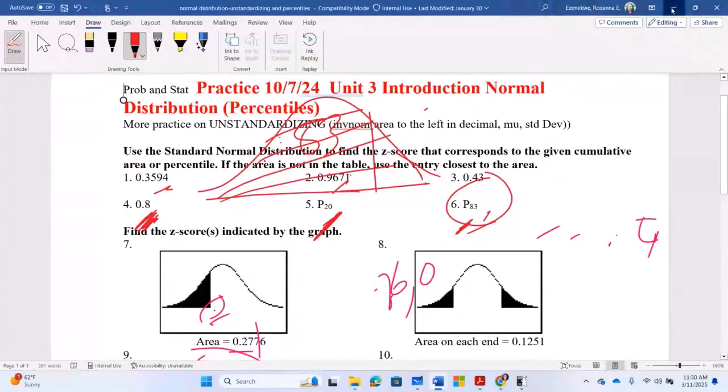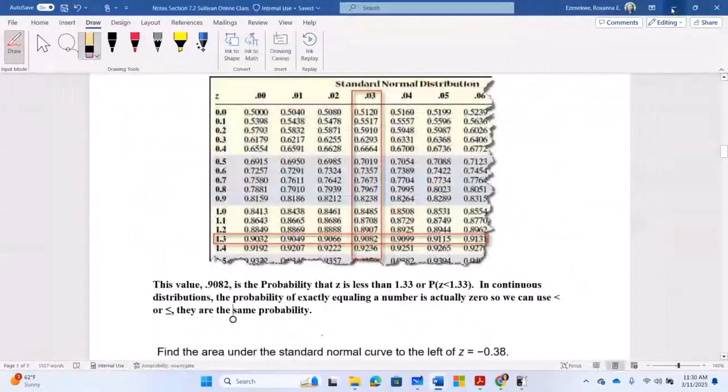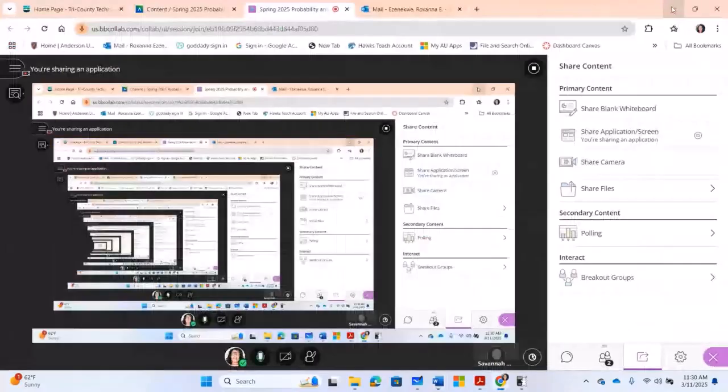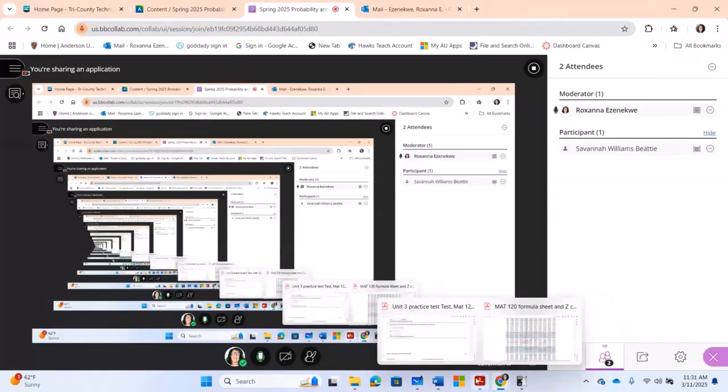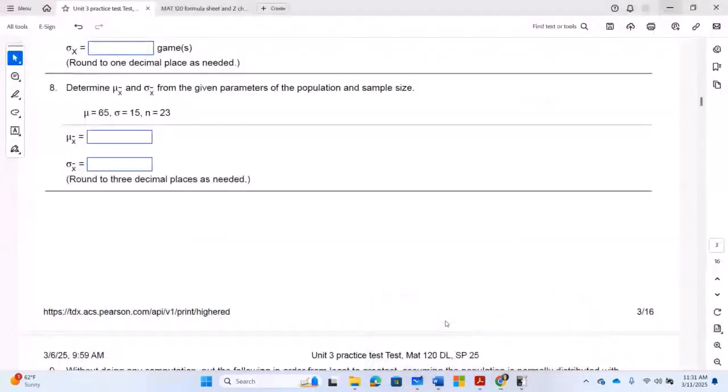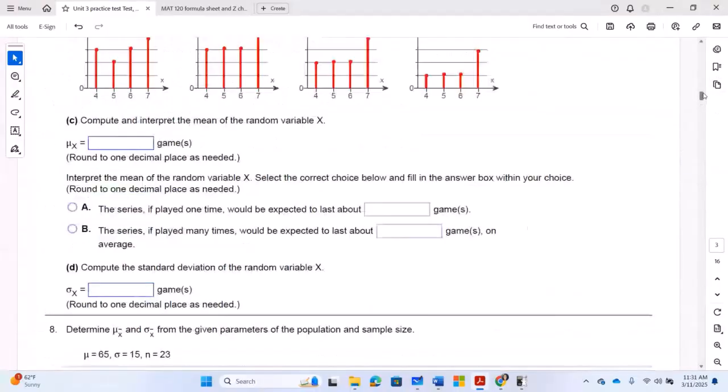All right, so let's go to the practice test. I want you to know that the practice test is already in Blackboard and it's assigned in MyLab Math. Our test will be after spring break. Next week will be our spring break. So I am going to get the practice test. The practice test is already assigned.